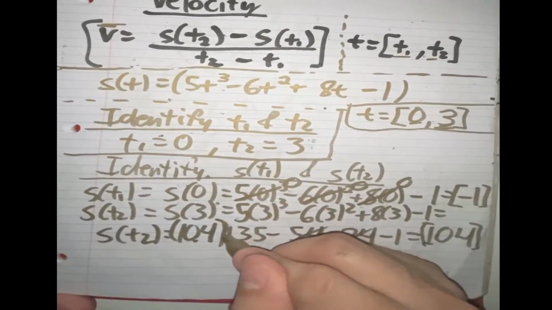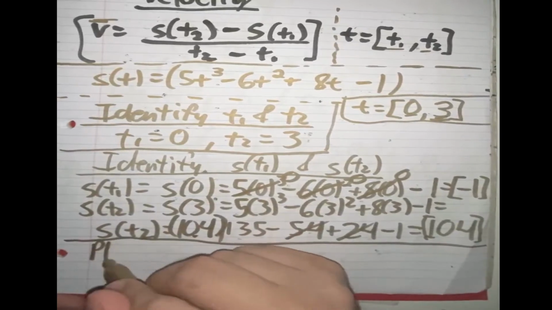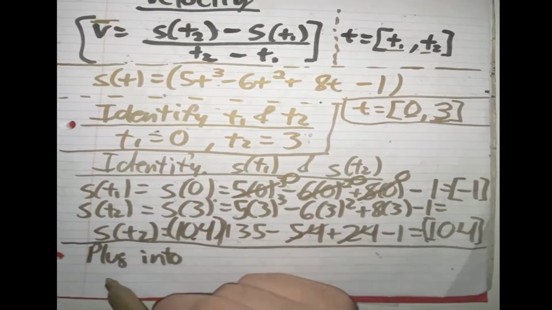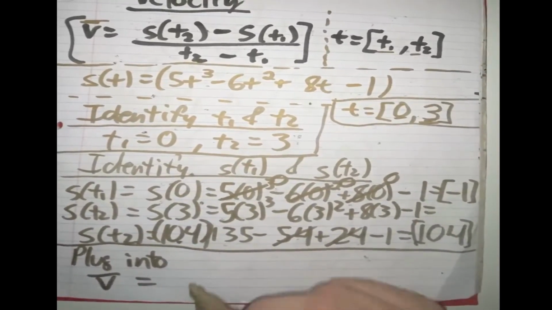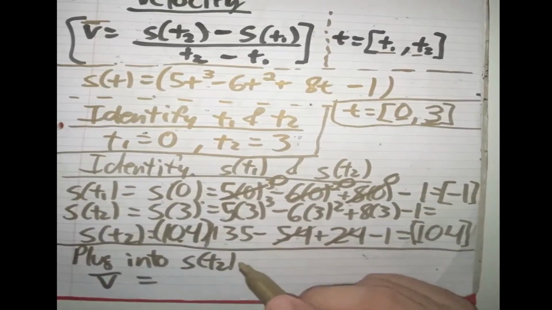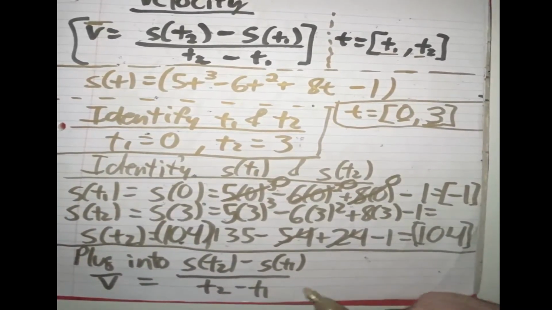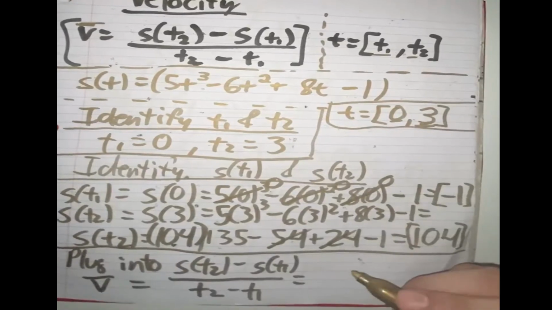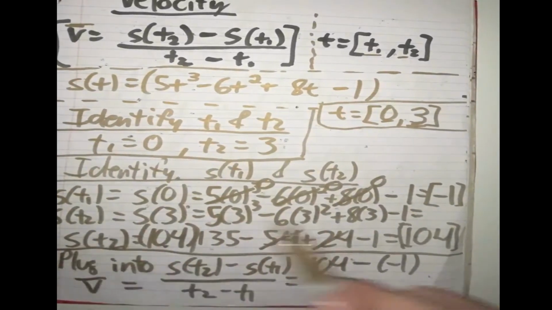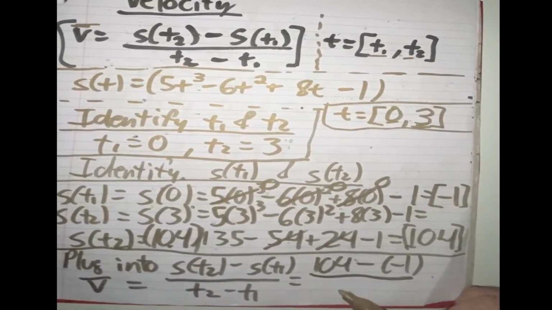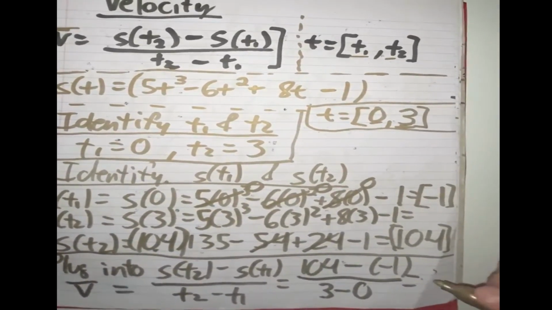So now the final step is to literally just plug it into the average velocity change formula. The formula is s of t2 minus s of t1 over t2 minus t1. And all we simply do now is just plug and chug. So 104 minus our s of t1, which was negative 1, over 3 minus 0. So the final answer is 105 divided by 3.